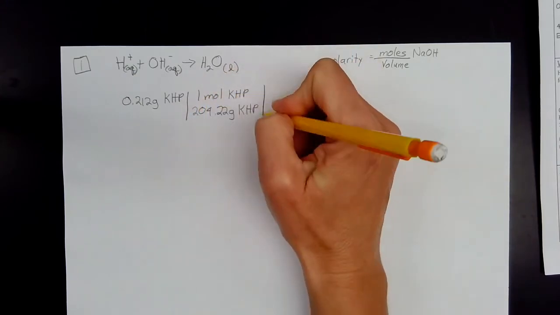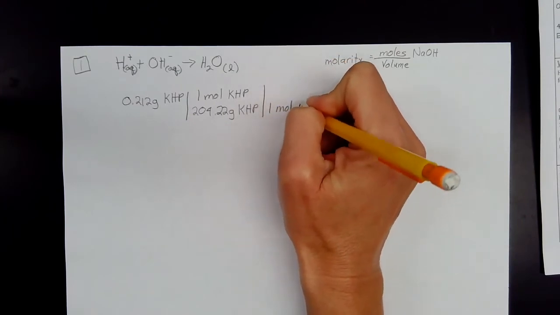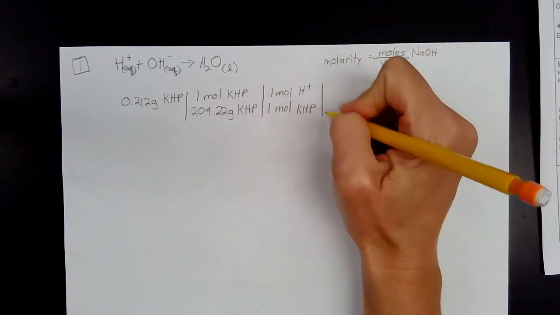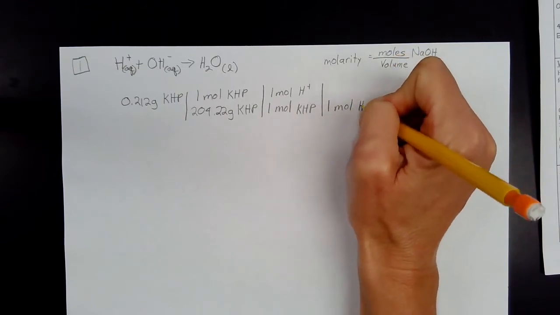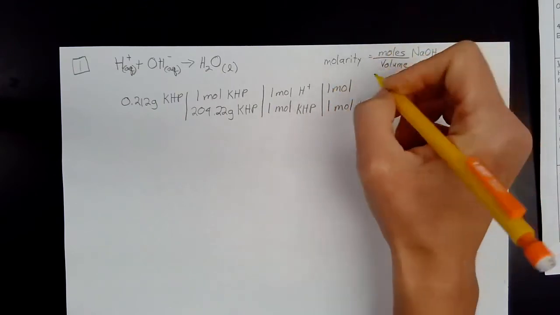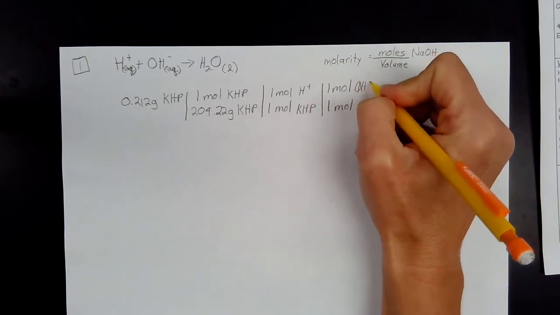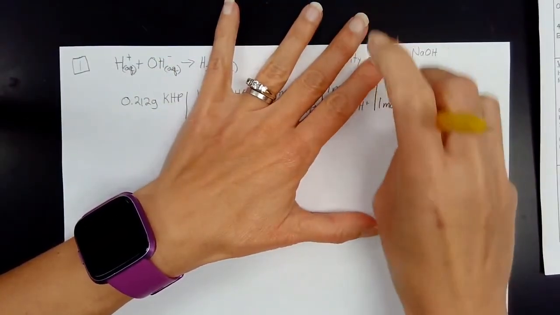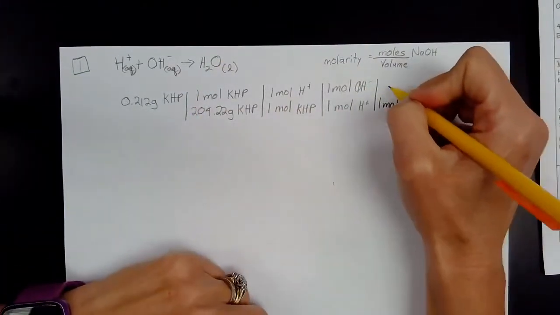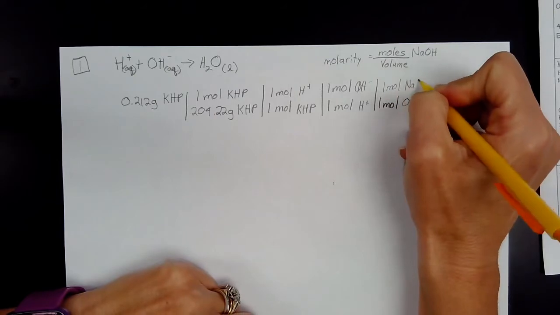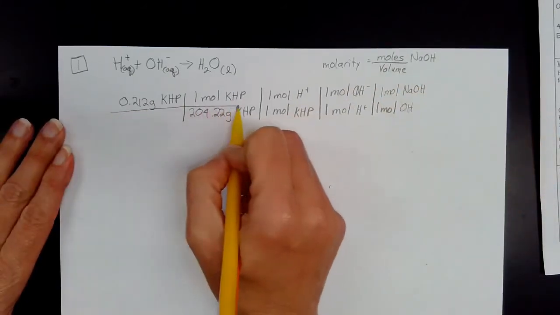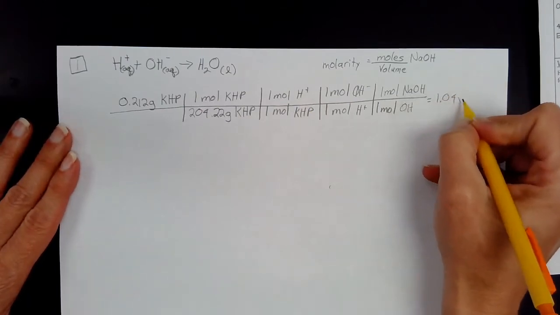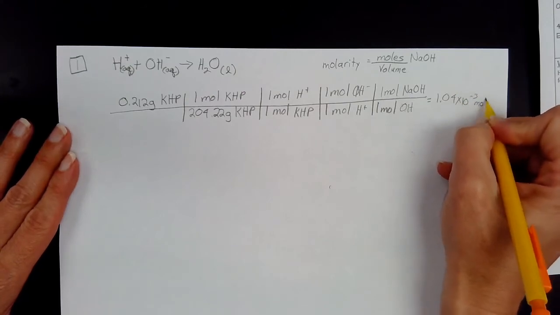And we know that 1 mole of potassium hydrogen phthalate, because it tells us that it's monoprotic, is going to give us 1 mole of hydrogen ions. And for every 1 mole of hydrogen ions, we're going to have 1 mole of hydroxide ions, which come from the sodium hydroxide. So 1 mole of hydroxide ions comes from 1 mole of sodium hydroxide. And so we work through that whole problem, and we get that we have 1.04 times 10 to the negative third moles of sodium hydroxide.